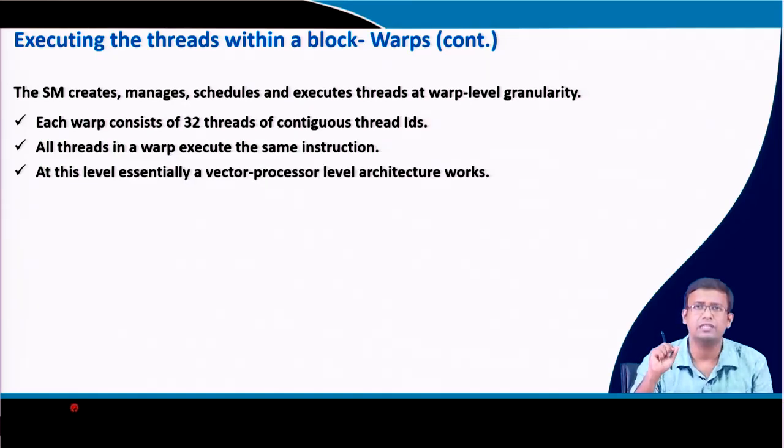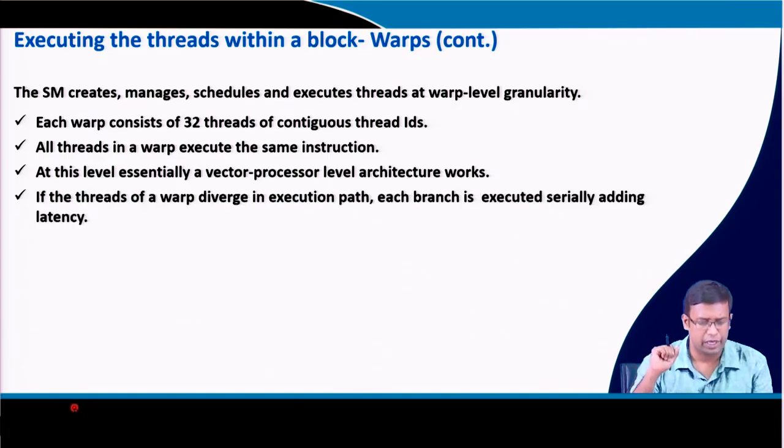At this level, essentially a vector processor level architecture works. It is mostly desired that it should take data from contiguous memory locations. It takes data from different memory elements and does the same operation over them. If the threads of the warp diverge on an execution branch, each branch is executed serially, adding latency.